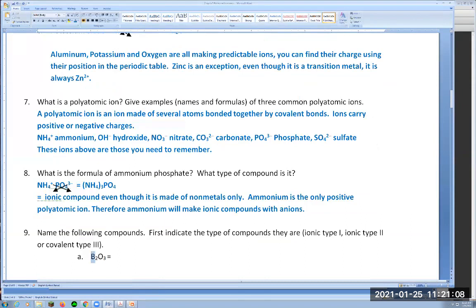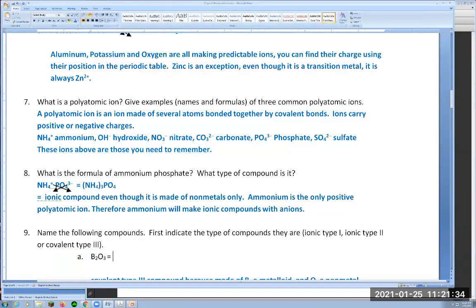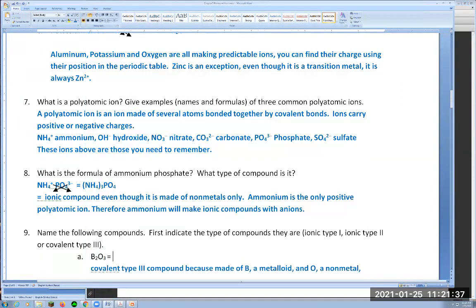So here, boron and oxygen. Let's look at the periodic table. Oxygen is a nonmetal and boron is a metalloid. Metalloids with nonmetals form a covalent compound, right? This is covalent compounds, even though it says nonmetals only, it's also including the metalloids. So this is a type 3 covalent compound here, because it's made of a metalloid and a nonmetal.